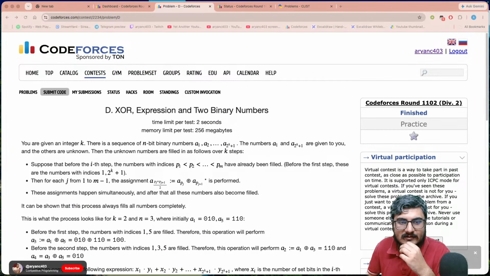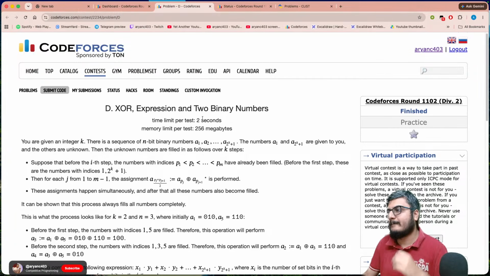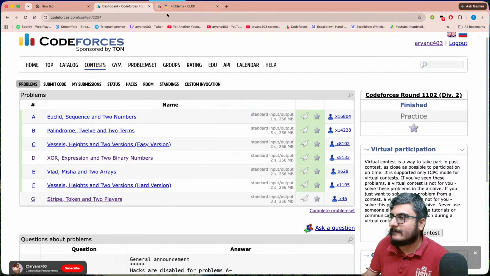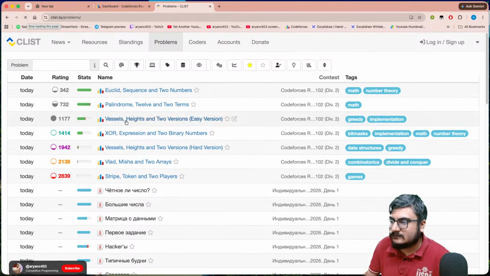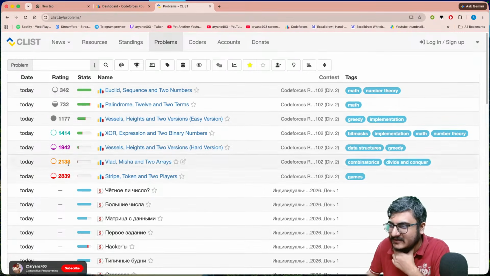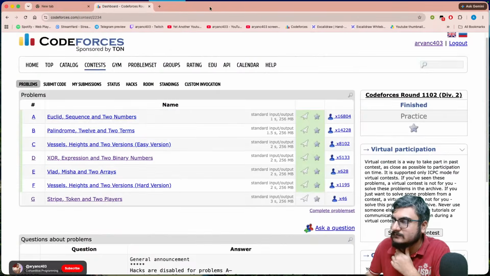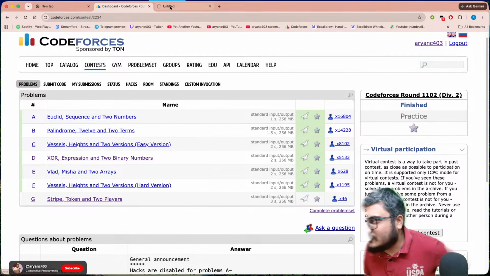Any questions, anyone, so far? If not, then we will move to problem F and then problem E. If anyone is looking for the rating, these are actually the ratings of different problems. Okay, let's move on to problem F then.